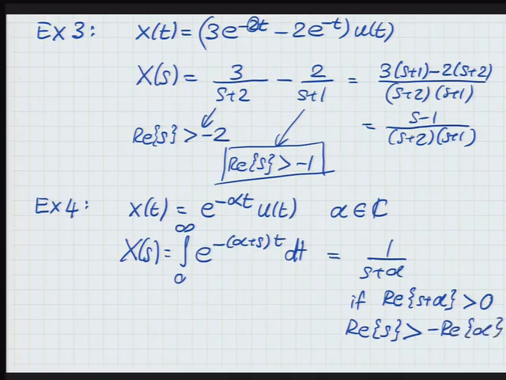And of course, if alpha is real, call it a, then we're back to example 1, and the real part of a is itself, so the real part of s must be bigger than negative a. Same thing. We recovered the same thing, we just generalized it, right?